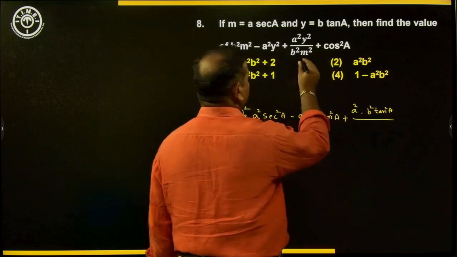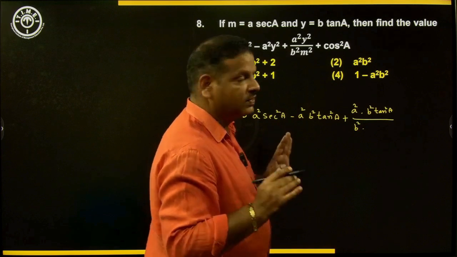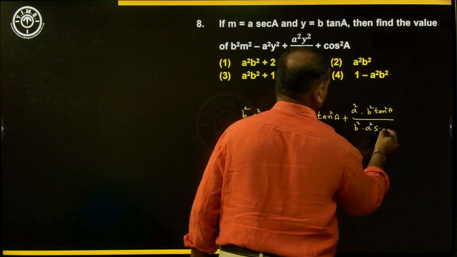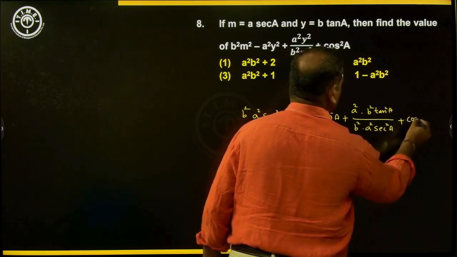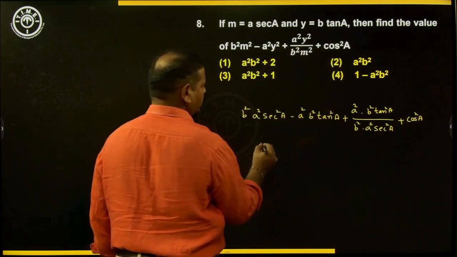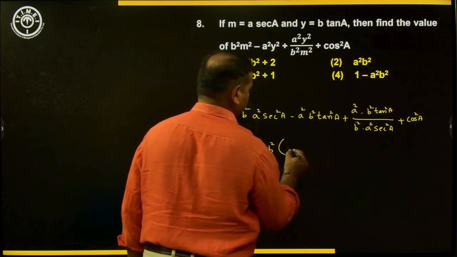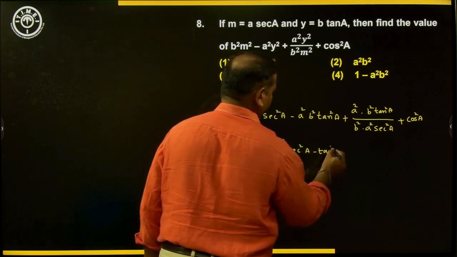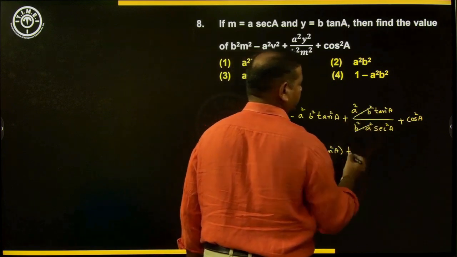by b square m square. That means I am changing only the y and m values, that's it. m square is nothing but a square secant square a, plus cos square a. Now observe this. From these two terms, can I take a square b square common? Yes. What is left now? Secant square a minus tan square a, plus a square b square cancelled.